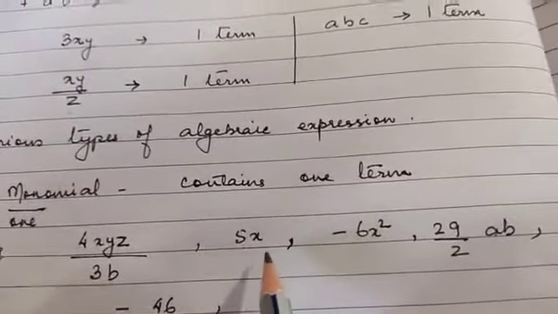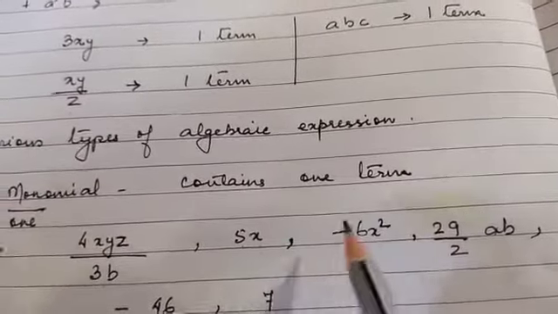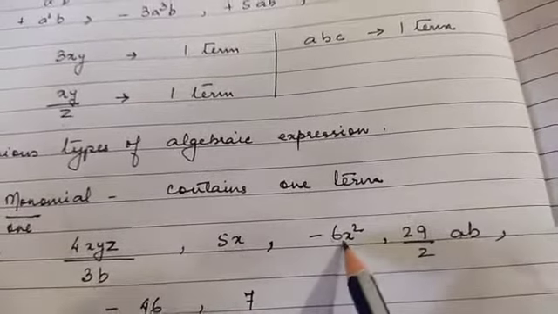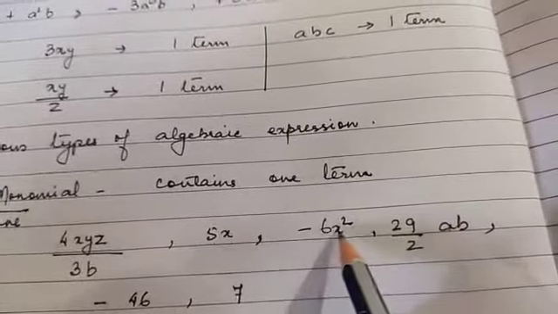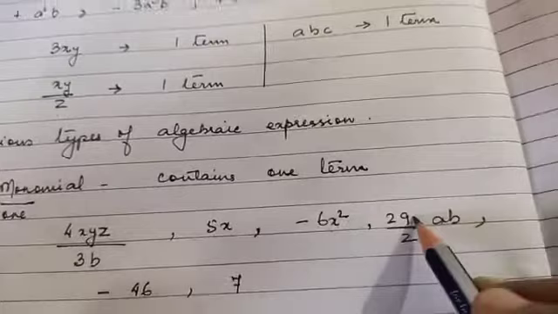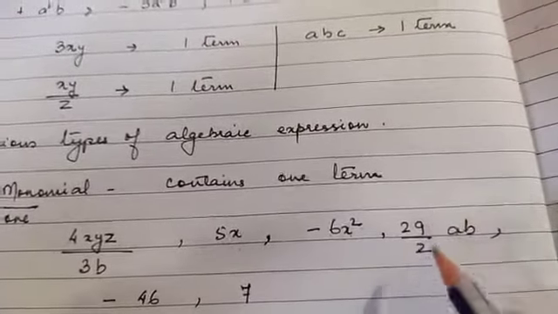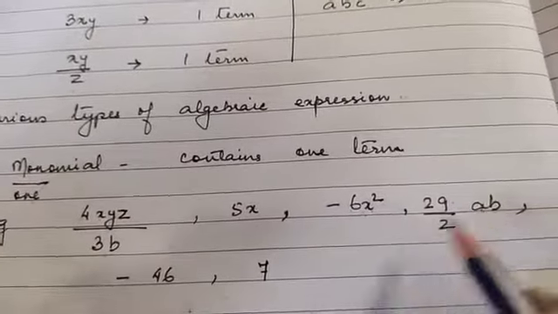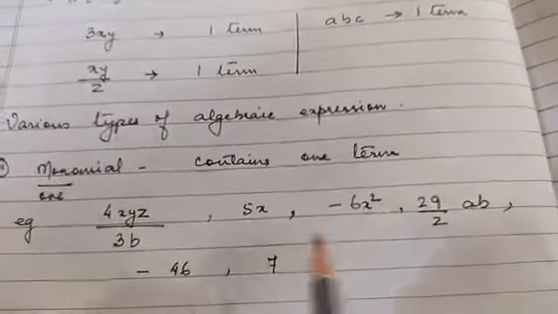5x is one term because it does not contain any plus or minus sign in between. Okay, 6x square is one term because there is no plus or minus sign between 6 and x. 29 by 2ab is also one single term because there is no plus or minus sign in between. Minus 46, 7, these are all single terms.